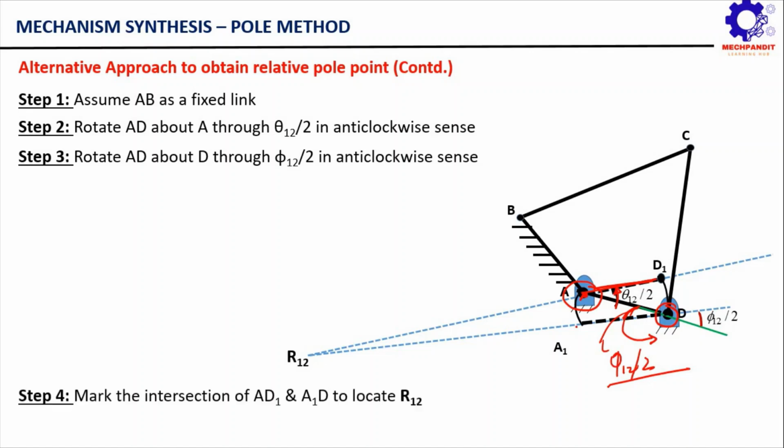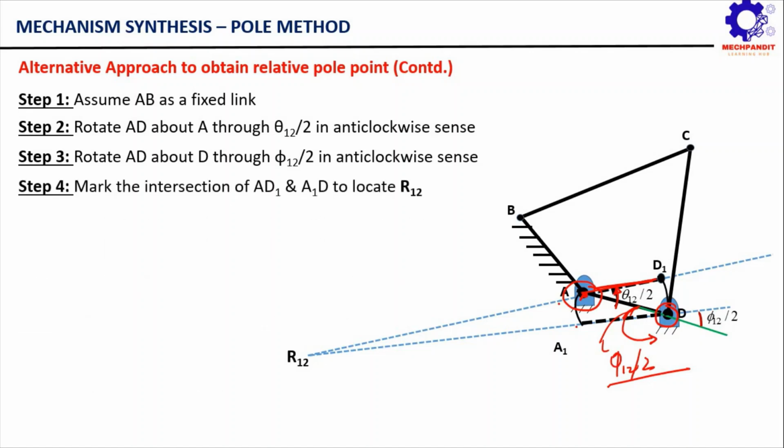Now after rotating, we are going to simply mark the intersection of the line AD1 and the line DA1. So we are simply extending these lines. You can see here this blue line is representing the extension of which line? Extension of line DA1, and both of these are intersecting at this point R12. So this R12 is our required relative pole point.